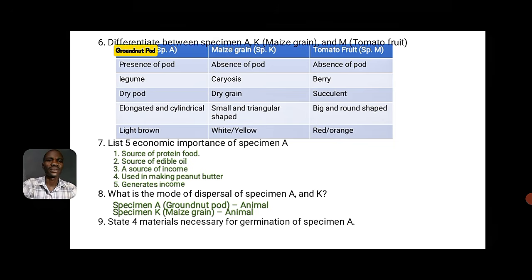Then number 9, state 4 materials necessary for germination of specimen A. So we have suitable soil, then we have water, we have air, and we have viable seed. Sunlight is general, so it's not a major factor. But the necessary factors are suitable soil, water, air, and viable seed. If you put sunlight, you might also be given.